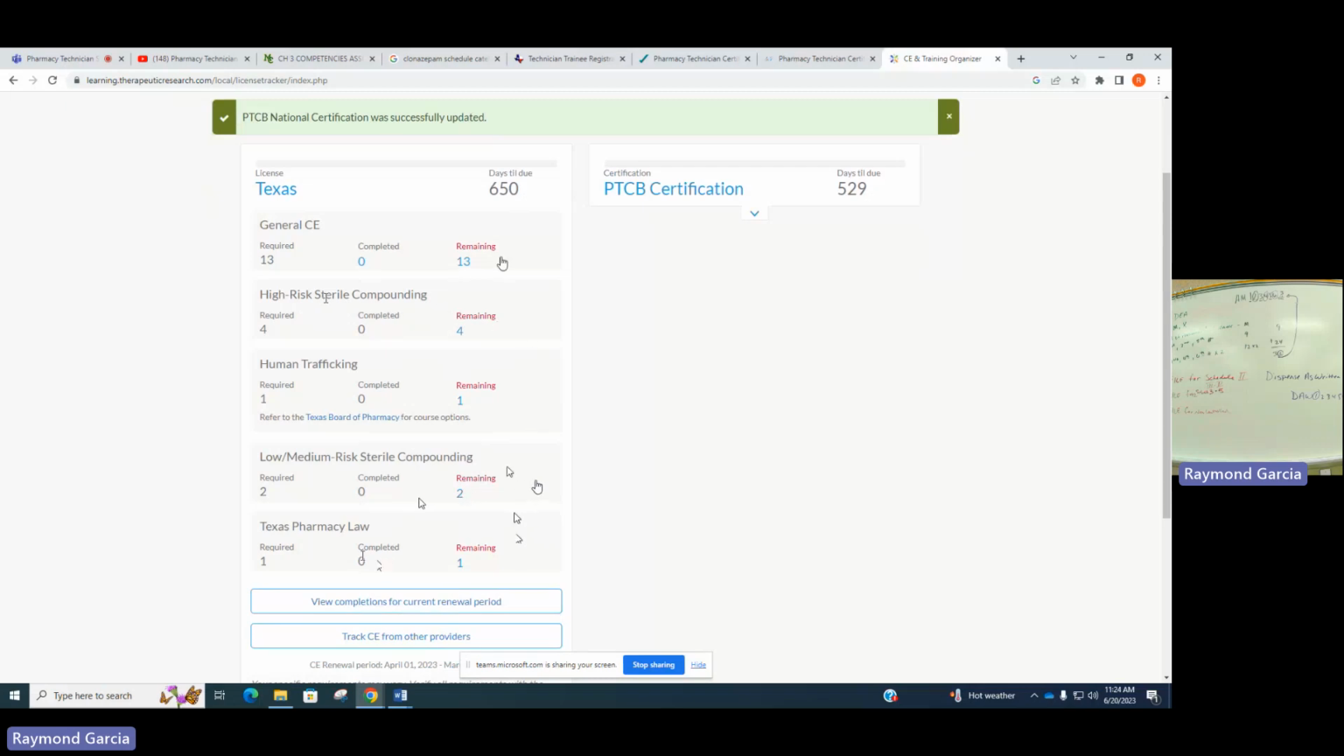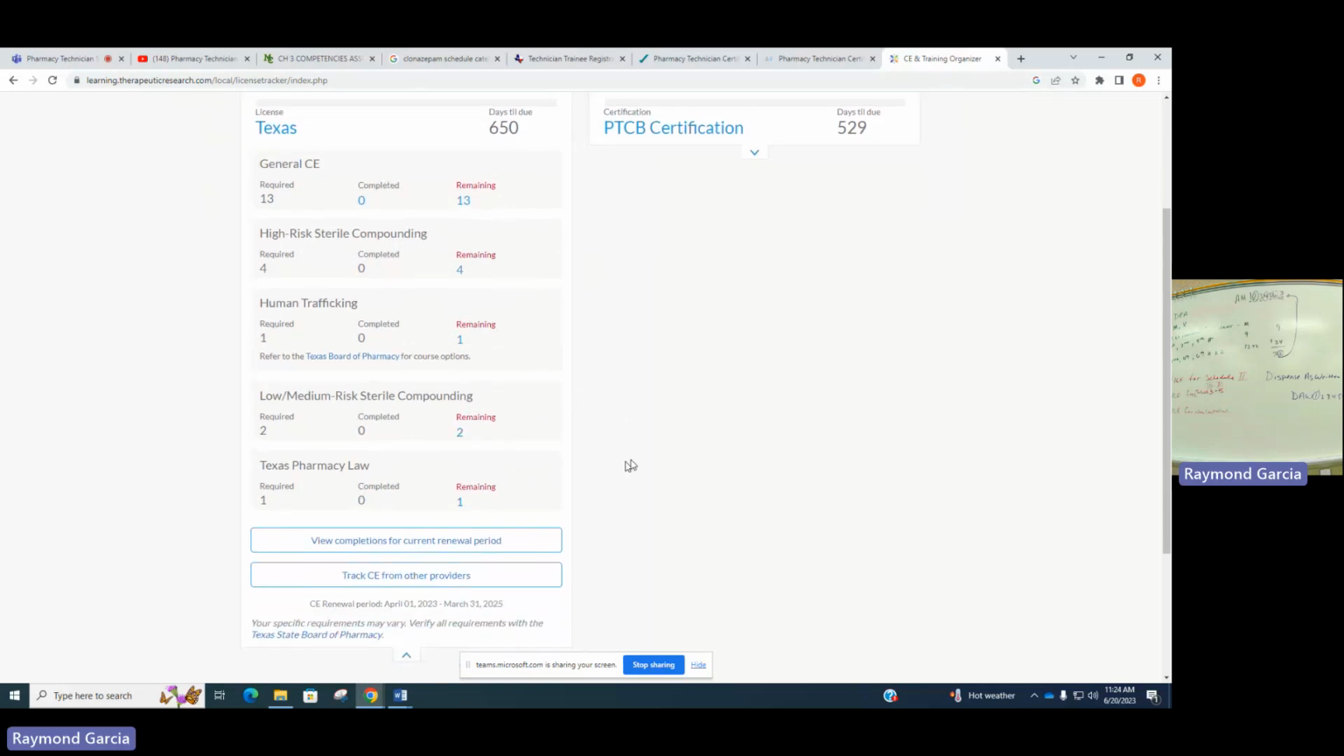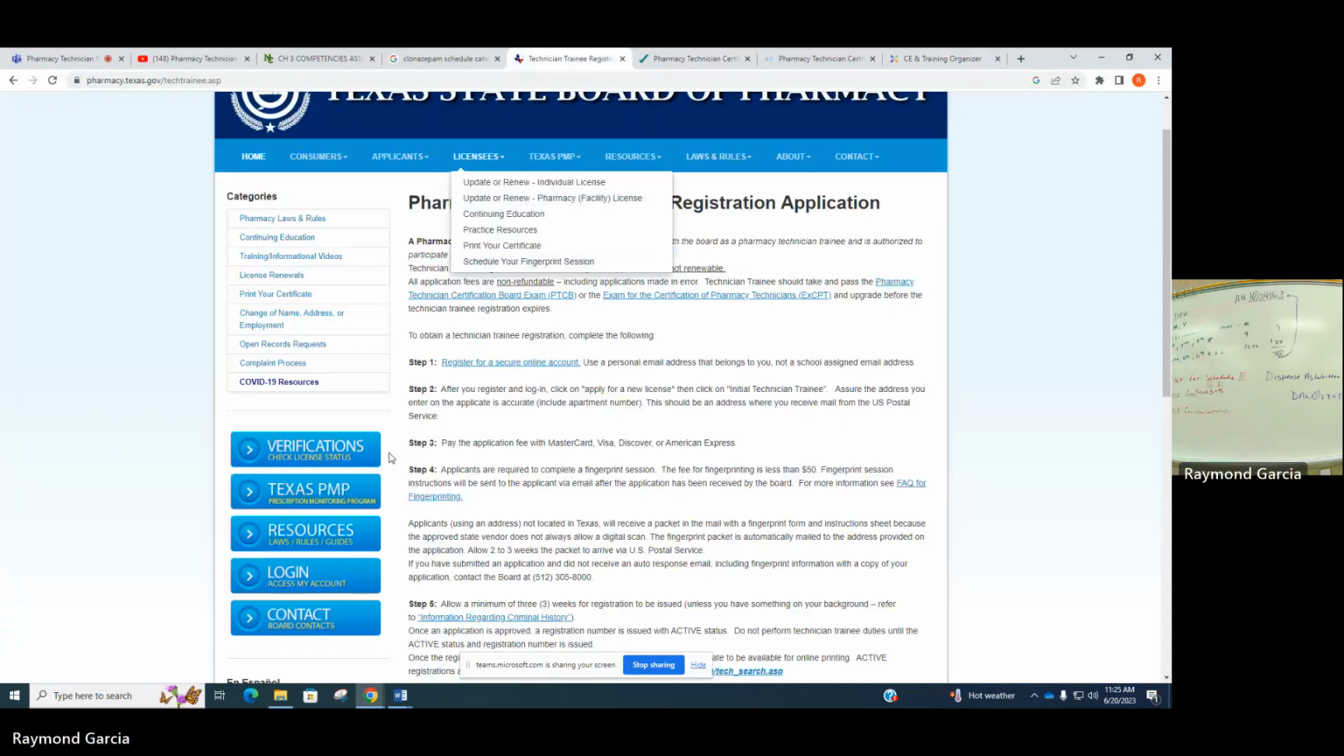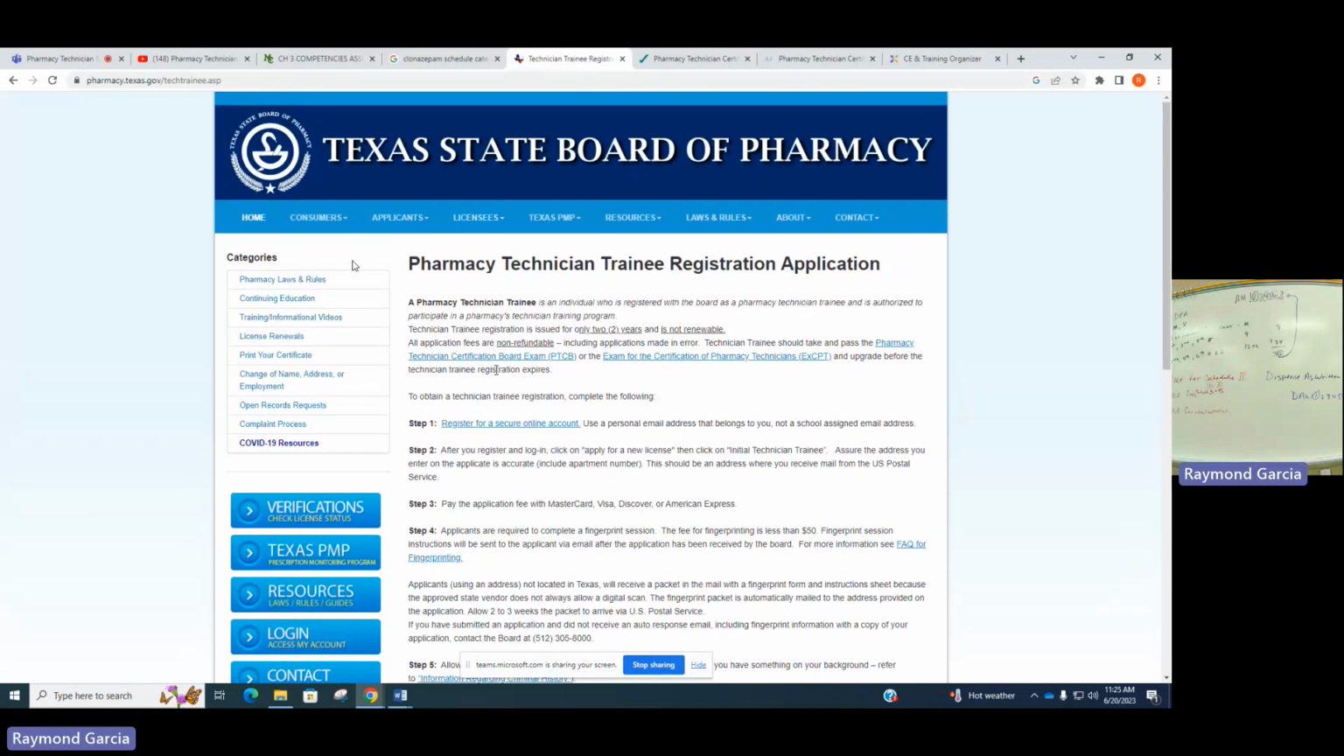You might not have to do the compounding if you're just in retail. So you might not have to do any of these if you're just in retail. But just to keep up with your hours, so you don't have to pay another $125 to $130 for certification. To renew, it's somewhere between $50 and $100, around there. So you would have to renew your certification on this.